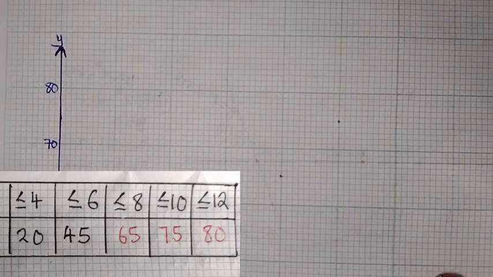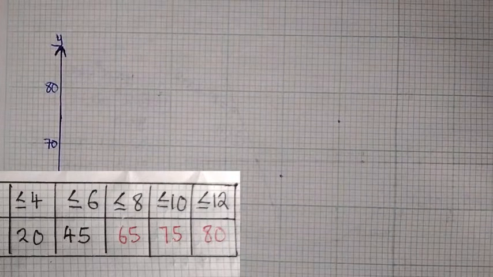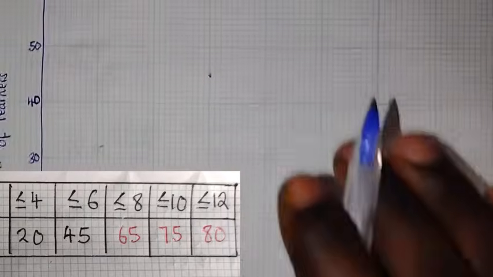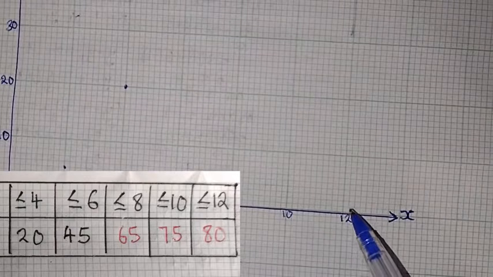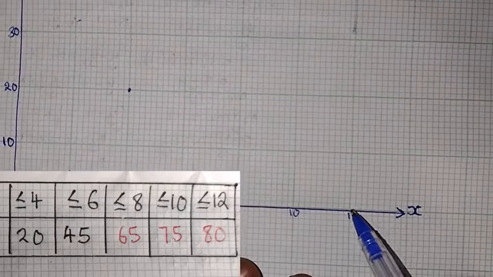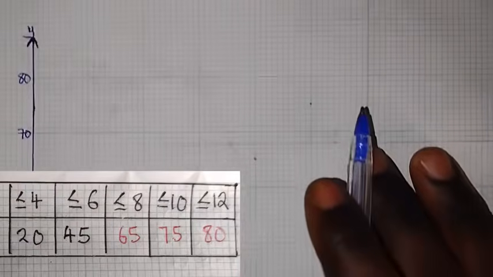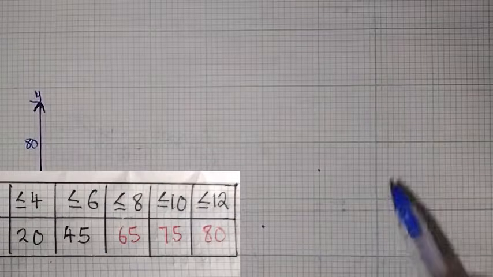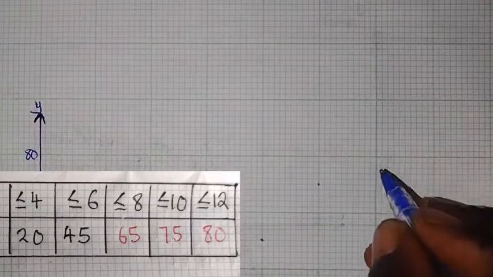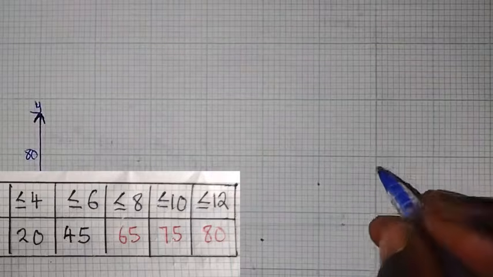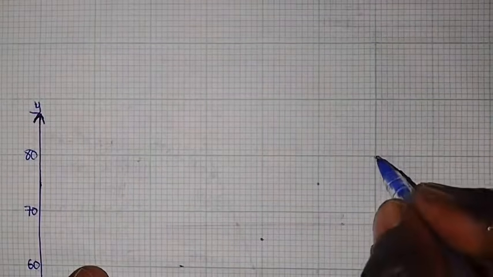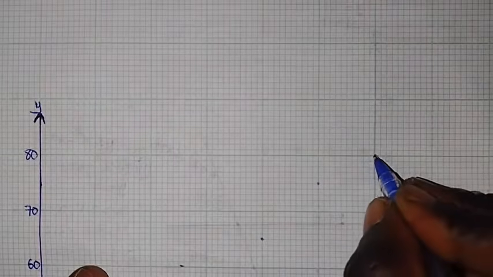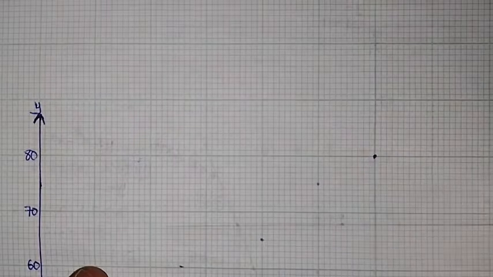Then lastly, we have 12, 80. The 12 is the last point on the x-axis, which is this point right here. Again, we go to 80, the last point on the y-axis, just on top right here, along the line for 12. You can see the 80 is right here. So the 12, 80 is this point right here.